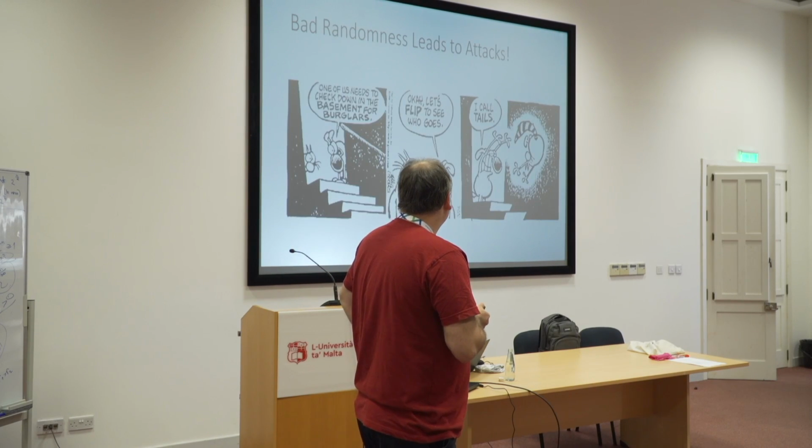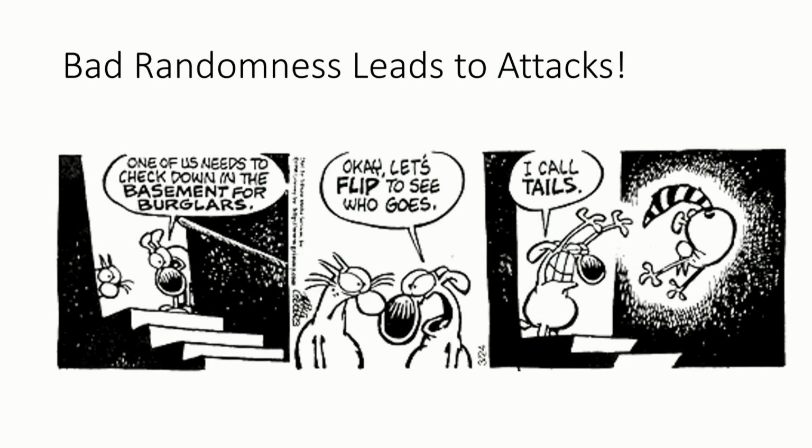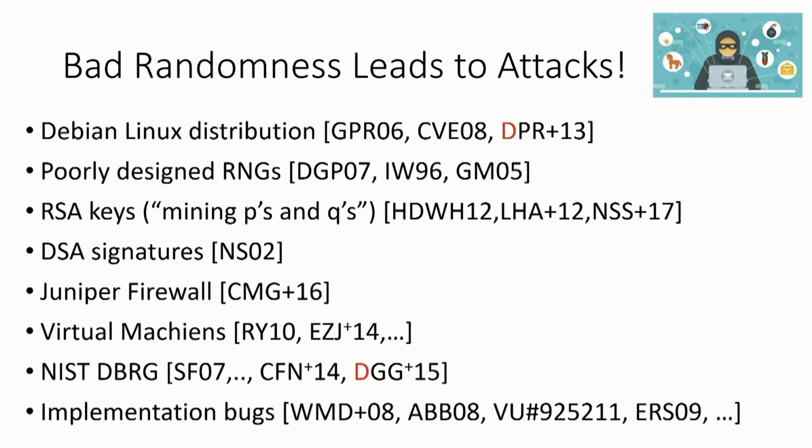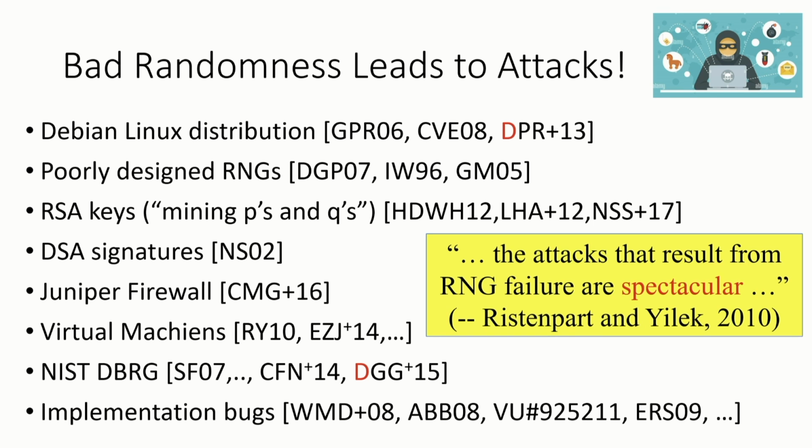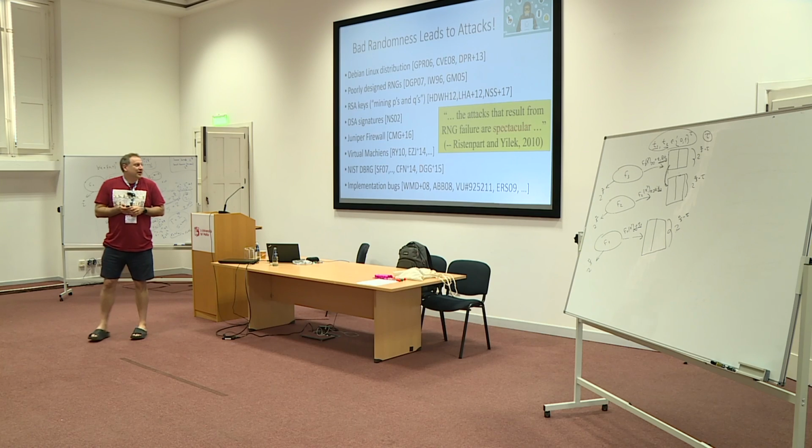So anyway, bad randomness leads to attacks. This is the last cartoon that I'm going to use in the talk, and then we'll turn serious. This is a very incomplete list of attacks, and I'm not going to go through them. There are some famous ones, like "Mining Ps and Qs," where people found essentially badly generated randomness for RSA keys and so on. Maybe the common feature of all those things is that it's maybe not easy to attack cryptography or to break random number generators, but when they fail, they fail spectacularly. As it says, attacks that result from RNG failure are spectacular, so we better not have those attacks, right, because that's pretty bad.